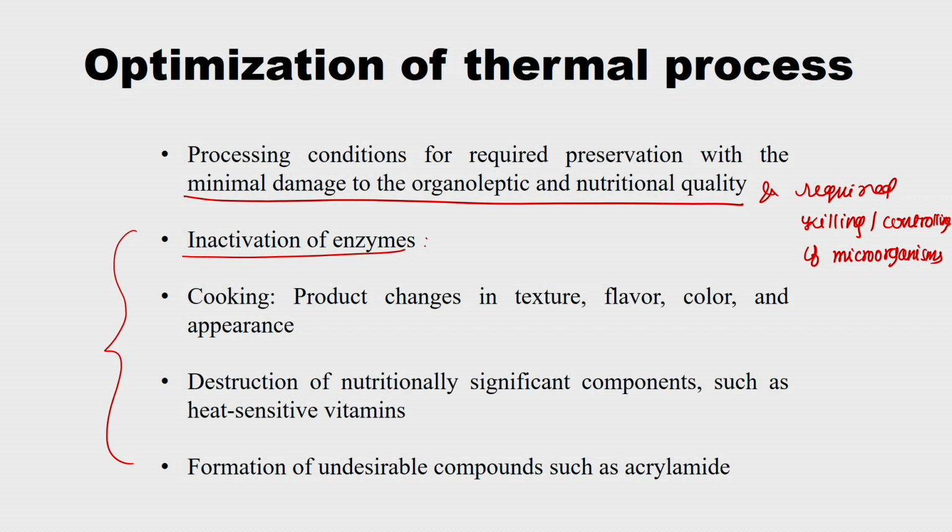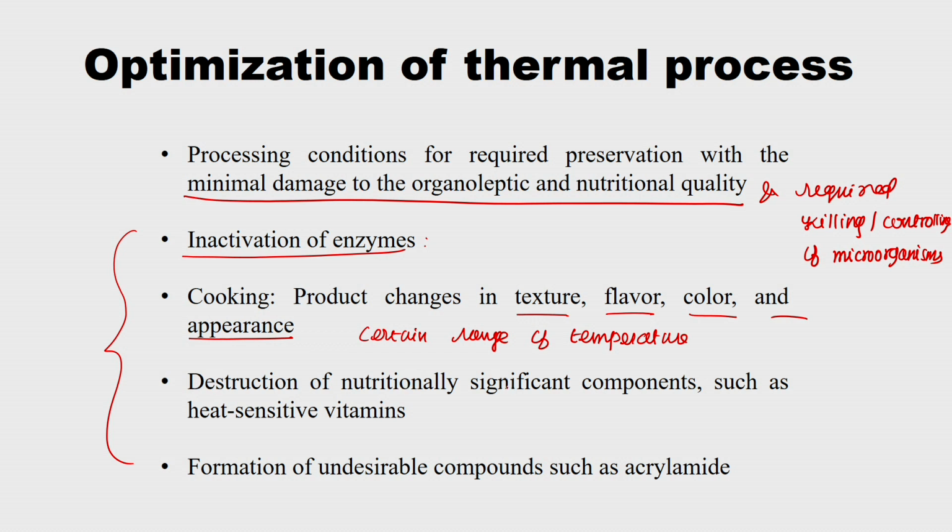Another one is that along with this, cooking also happens, right. That means the product changes in texture, flavor, color and appearance, right. This is decided at a certain range of temperature, but beyond a certain range it is not favorable. For example, the food should be appealing, right. If it gets fried too much, then we won't like it, right. So there is a certain range of temperature which is favorable, but beyond a certain range it is a problem, right.